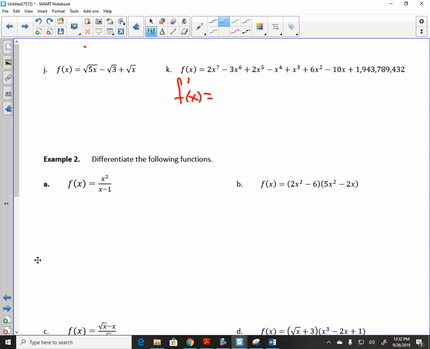Derivative of 2x to the 7th minus, plus, minus, plus, plus, minus. Does it matter that you got 1,943,789,432 on the end? No, that's just simply where it's located. That doesn't change the rate at all. That's the derivative. We did it that quickly.